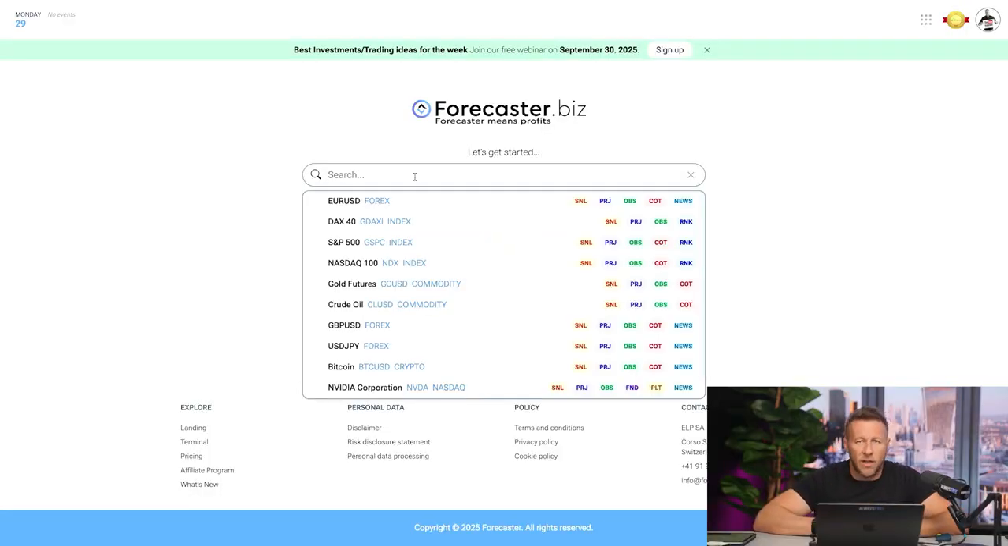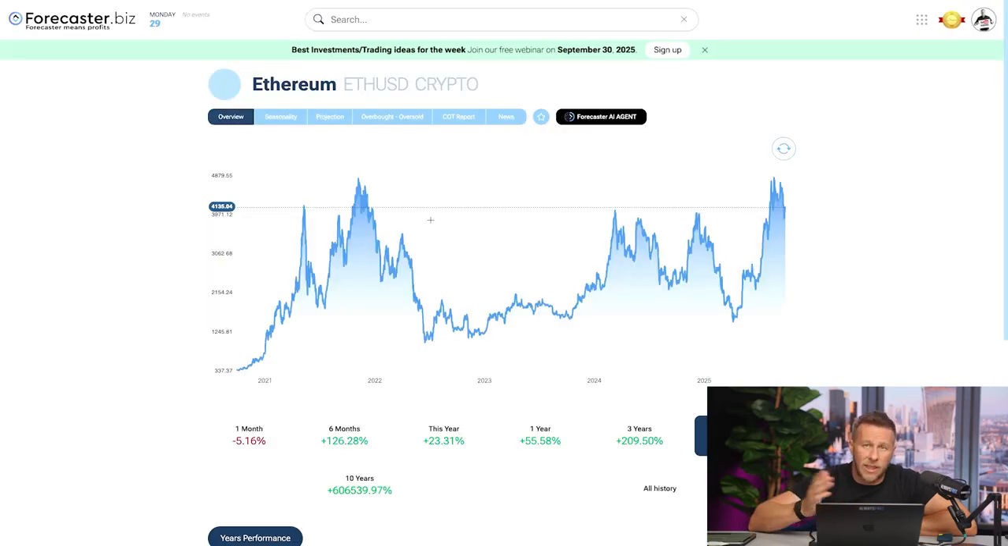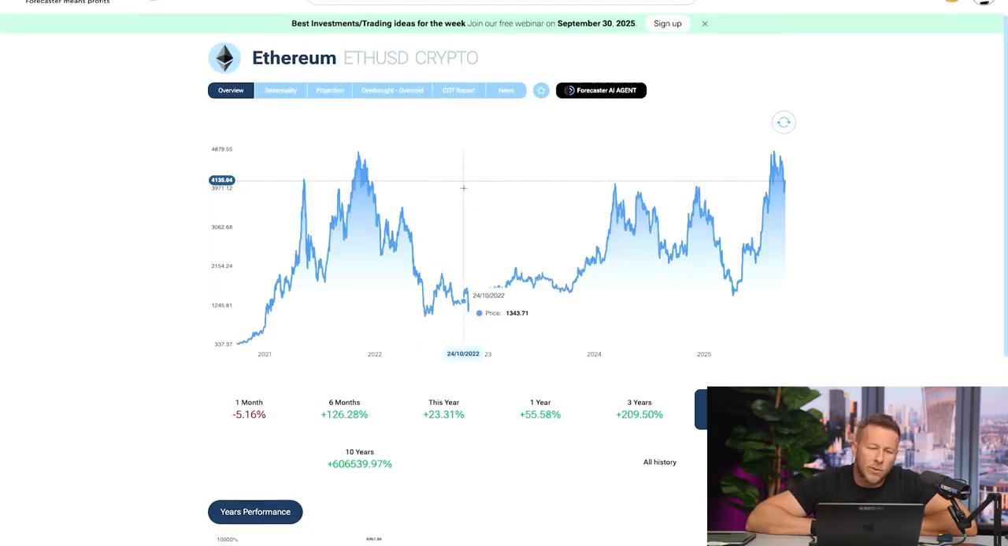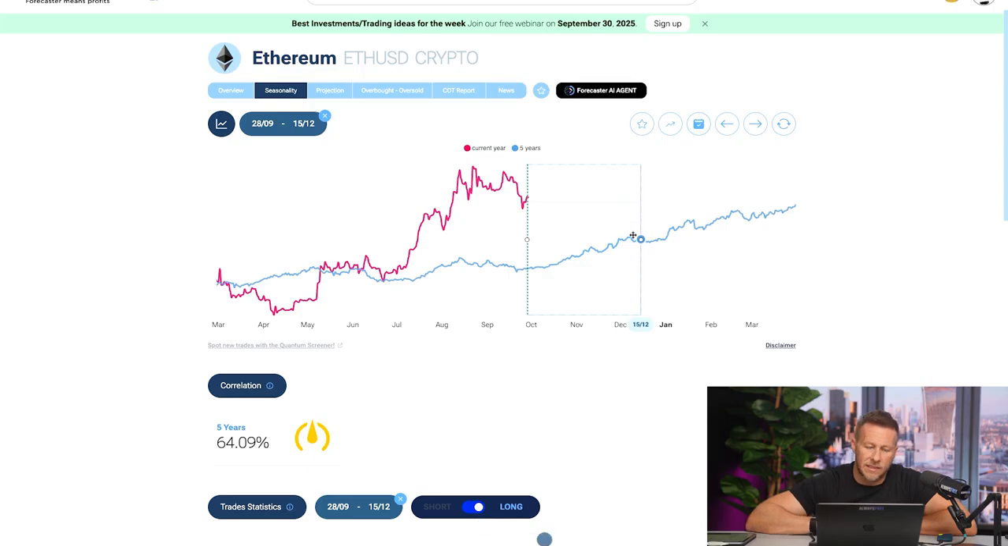I'm going to go out to Forecaster, which is another one of my tools that I use for forecasting predicted moves and seasonality and projected moves in the market. If we go to Ethereum here and we click on seasonality, let's just pick from today till maybe the end of December, right? Let's just go to mid-December, say. So it's a few months away. And I'm going to bring on the seasonality.